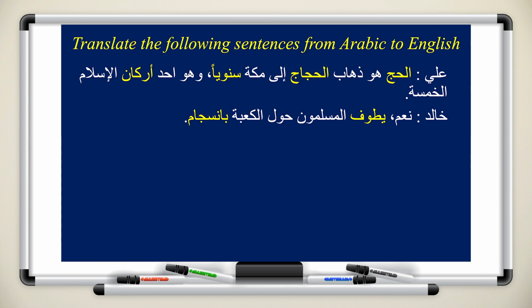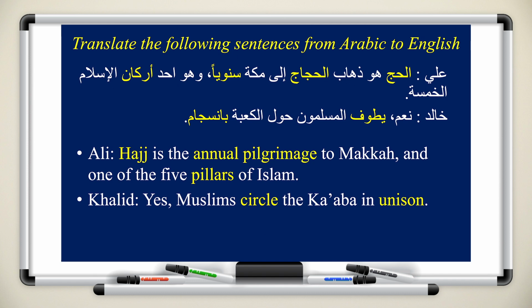Now, let's look at the translation. You can notice we translated the names. This is a common mistake. A lot of students don't translate the names. Notice Ali in Arabic, and also we wrote Ali in English. Hajj is the annual pilgrimage to Mecca, and one of the 5 pillars of Islam. Khalid: Yes, Muslims circle the Kaaba in unison.